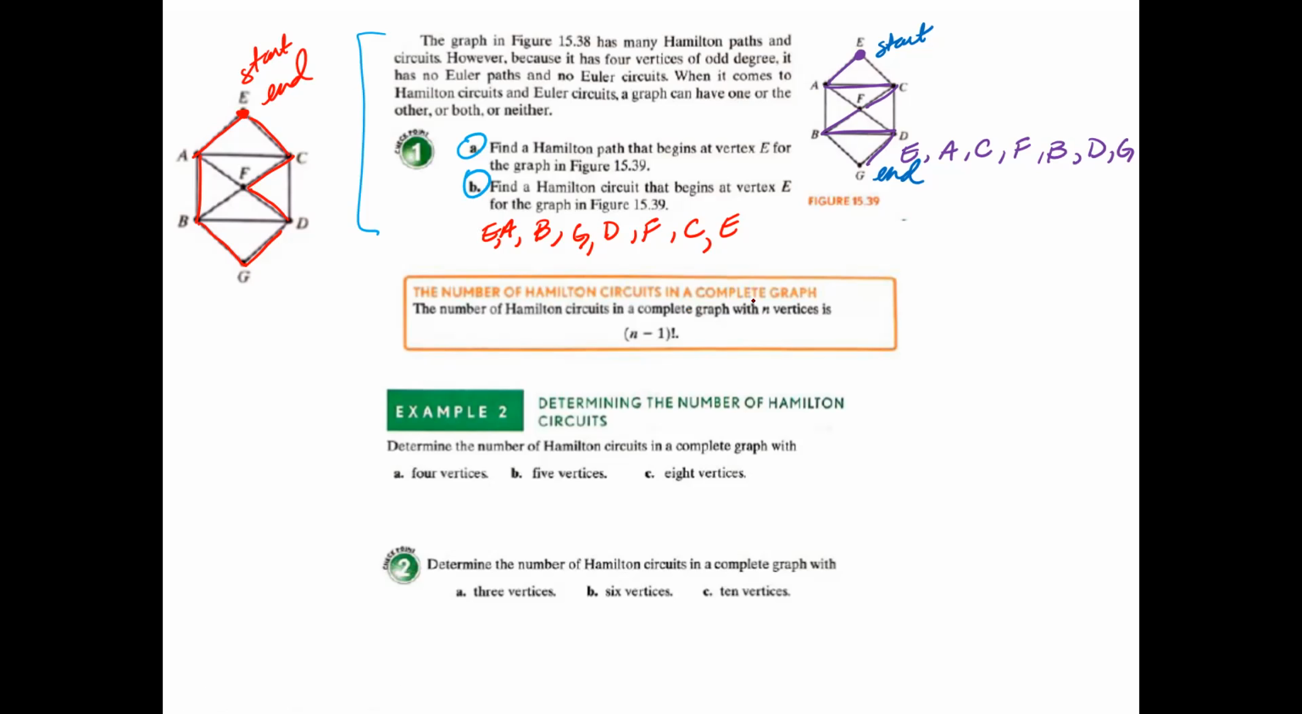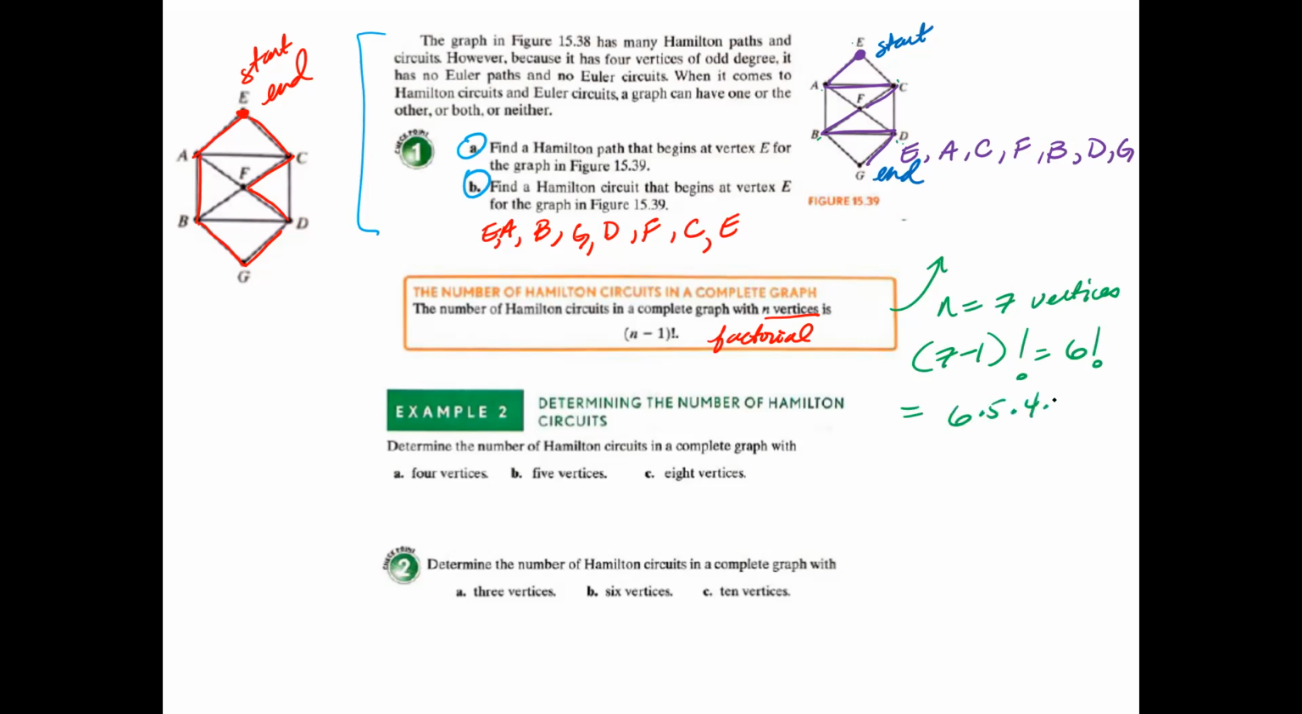The number of Hamilton circuits in a complete graph with n vertices is always going to be, so how many little dots do you have, represented by n minus 1 factorial. Remember, factorial is when you count and multiply in descending order. So for example, if I look at the previous graph, A, B, C, D, E, F, G, 1, 2, 3, 4, 5, 6, 7. From the above example, n equals 7 vertices. So if I plug it in here, 7 minus 1 factorial is the same thing as 6 factorial.